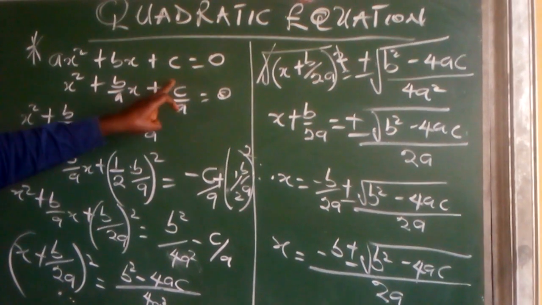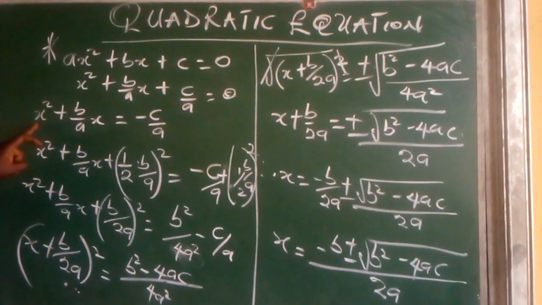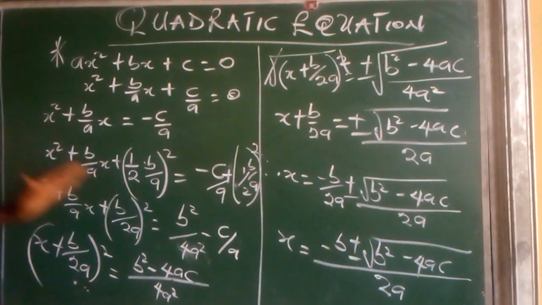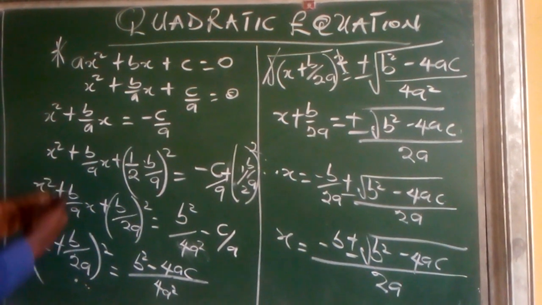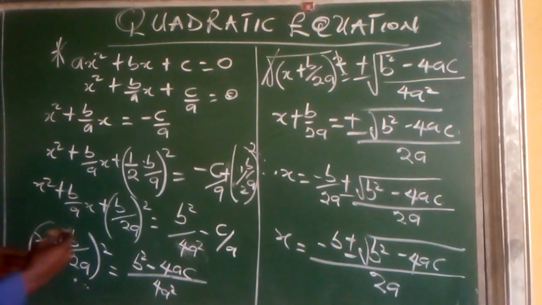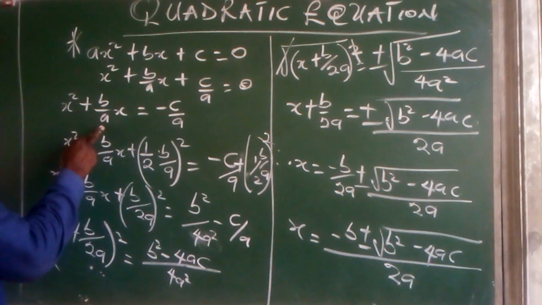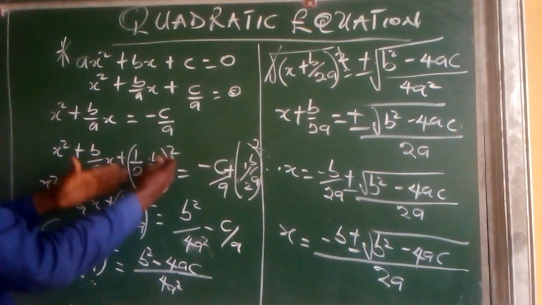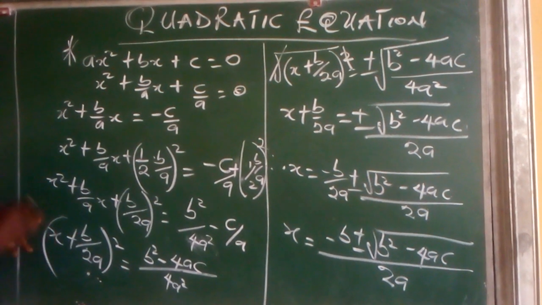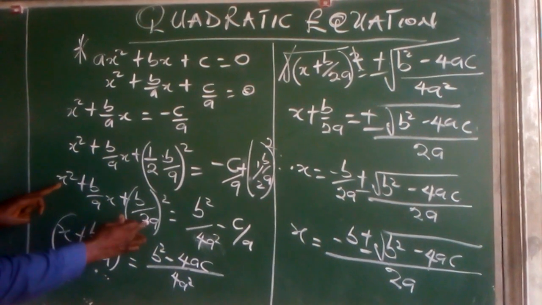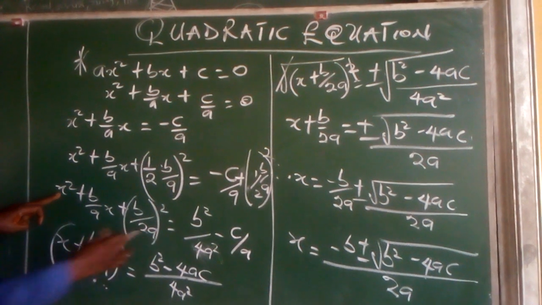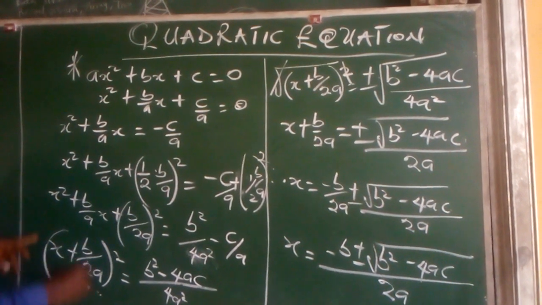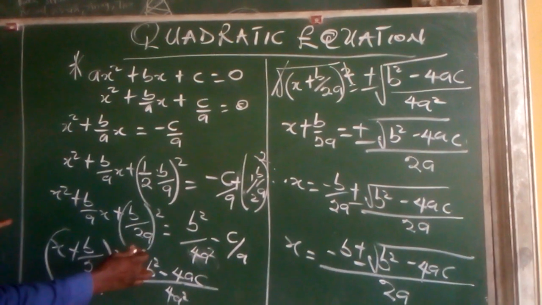Now, transfer plus c over a to the right hand side to have x squared plus b over a x equal to minus c over a. What we do, we now introduce the completing the square method. We add half of b over a, squared, to both sides. So when this is squared, you have this expression. So we pick the square values of this equation, which are x and b over 2a, and square them. If you expand this, you will get this expression.